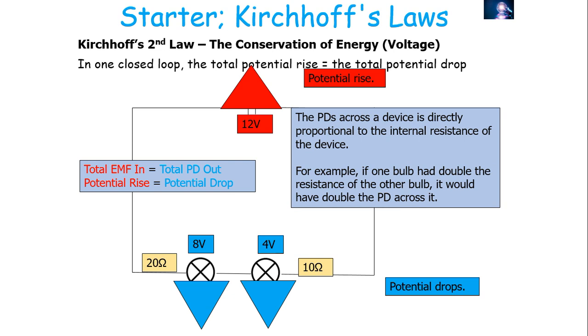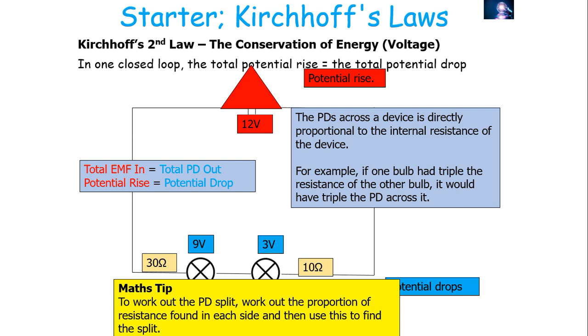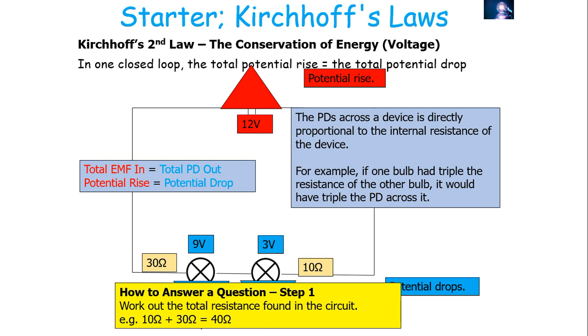So what that means is, if one output had double the resistance of the other output, it would have double the potential difference of the other output. So if one output had triple the resistance of the other, it would have triple the potential difference across it. Now again, how do you work these particular values out? Well, you work out the total resistance found in these outputs, which in this example once again is 40 ohms. You then find the proportion of resistance each output takes. So the left bulb takes 30 over 40 or 3/4. The bulb on the right takes 10 over 40 or 1/4.